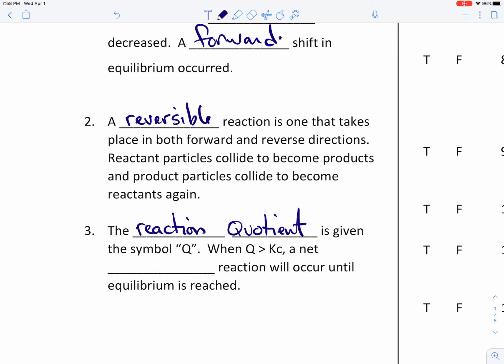So we just referenced that up above. When Q is greater than Kc, a net reverse or backward reaction will occur until equilibrium is reached. When Q is less than K, we saw a forward shift. When Q is equal to K, it means the system is at equilibrium.